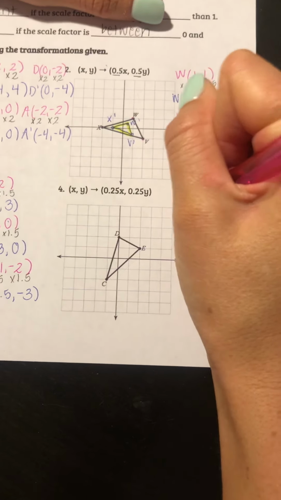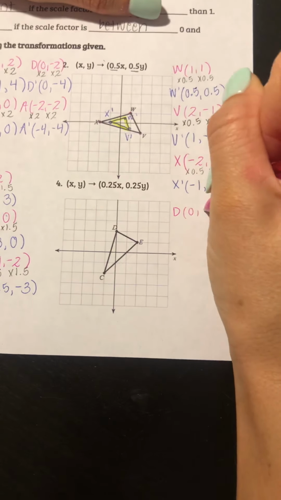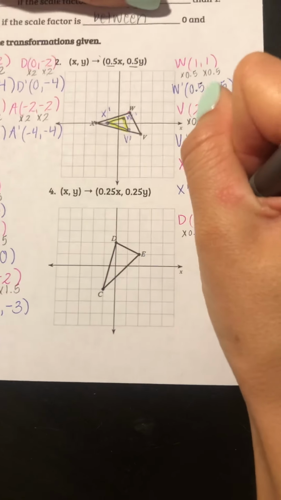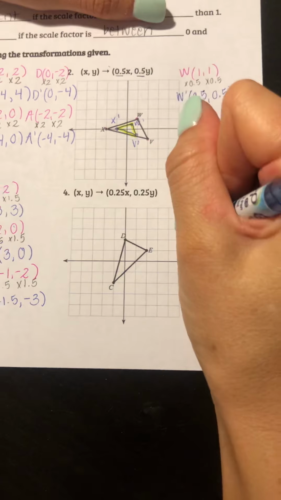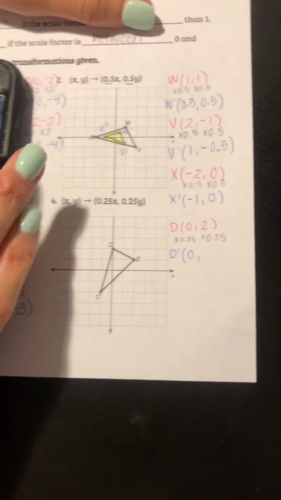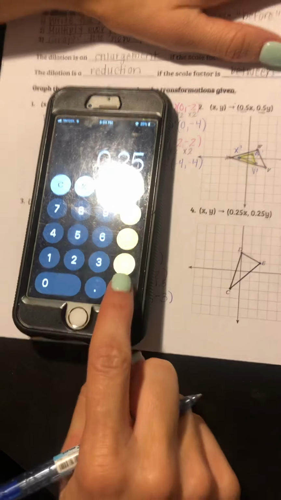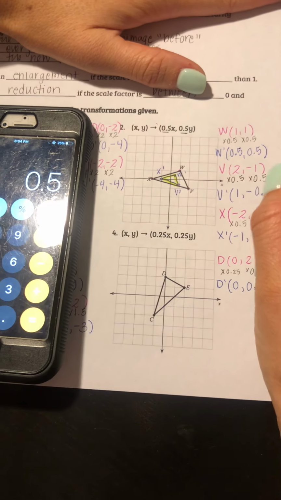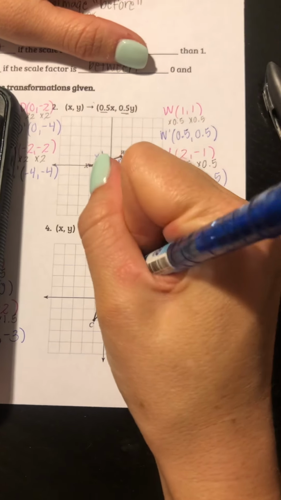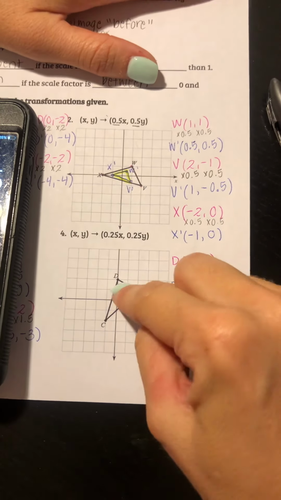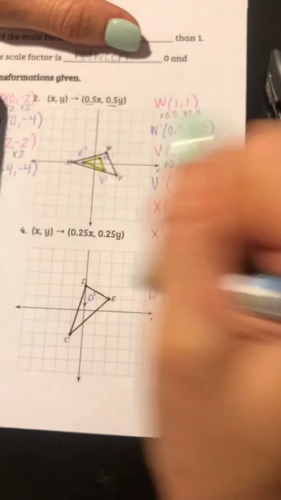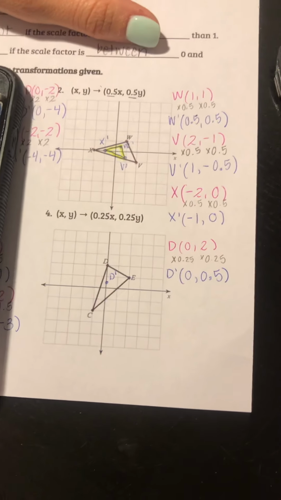So start at D. D is at 0, 2. So I'm going to multiply it by 0.25. And D prime, 0 times anything is 0. 2 times 0.25 is 0.5. So I go 0, 0.5. That's D prime. Again, make sure you guys are putting the primes because that tells us that's the new point. That's how we know it's the image, and this one, that's how we know it's the pre-image.